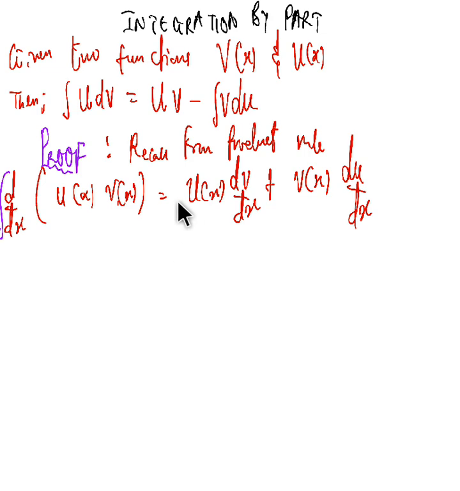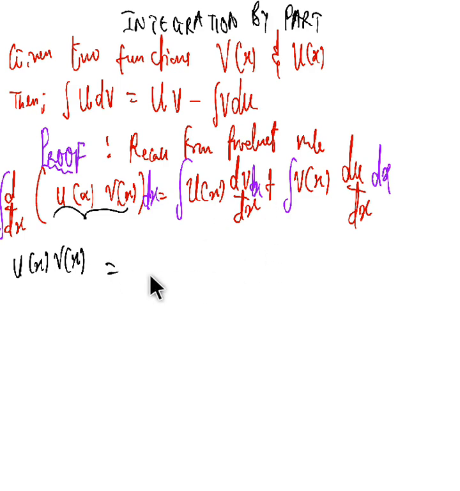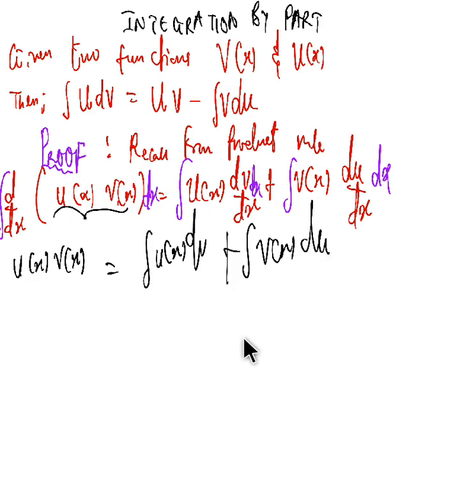So we have the integral of each term with respect to x. If you integrate the left side, this will surely give you u of x, v of x. Then if you integrate this, it will give us the integral of u of x dv. Then if we integrate this, it will give us the integral of v of x du.